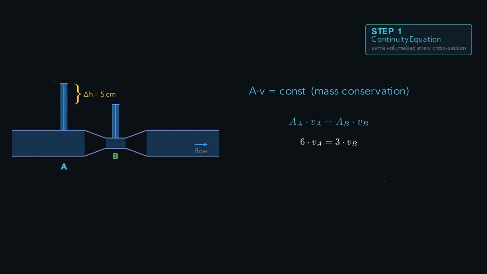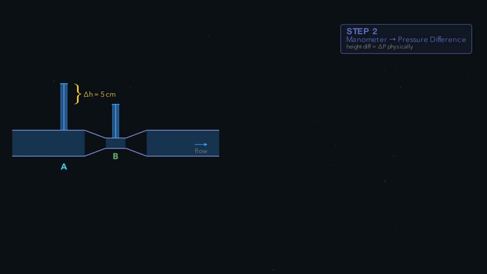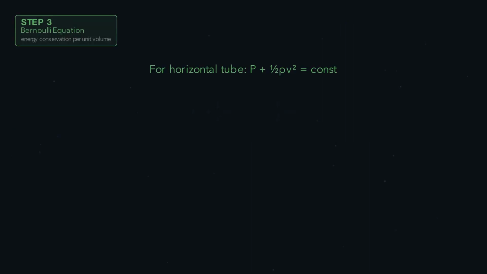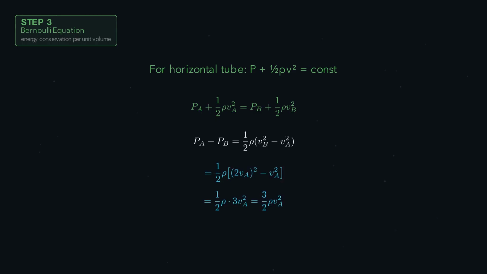Step 1. Continuity. In steady flow, the same volume passes every cross-section every second. So, area times velocity is constant. Since section B is half the area of A, the velocity at B must be exactly twice the velocity at A. Step 2. Bernoulli's theorem. For a horizontal tube, faster flow means lower pressure. That's exactly what the shorter manometer column at B is telling us. The 5 centimeter height difference translates to a pressure difference of rho times g times 5 centimeters. Notice the density appears on both sides. It cancels cleanly.